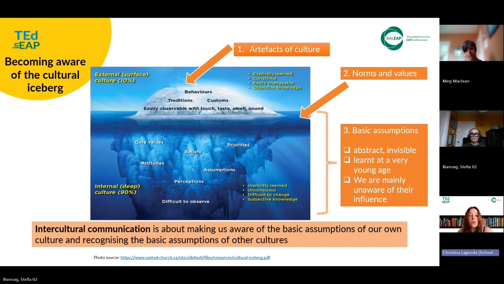Secondly, we have the norms and the values, that is written or even unwritten standards of correct behavior, of desired behavior, like family relationships, customs, traditions, levels of politeness, for example. But about 90% of culture is the abstract, the invisible basic assumptions. Now, those are learned at a very young age.